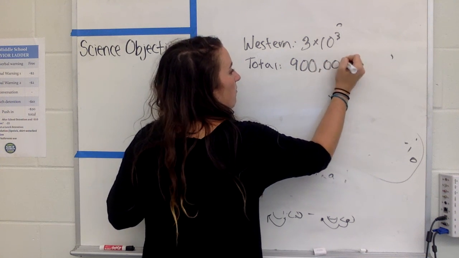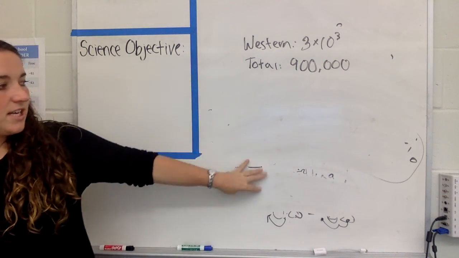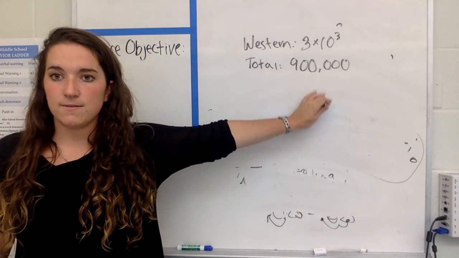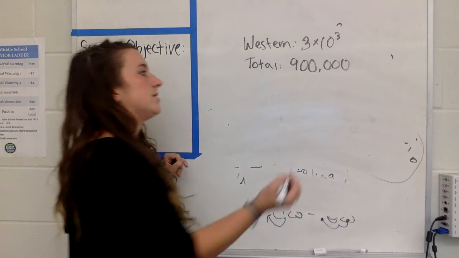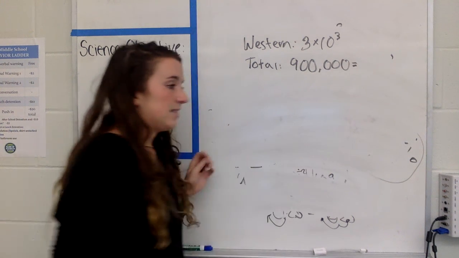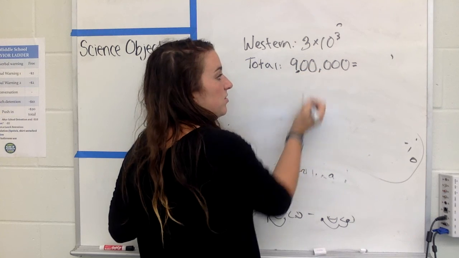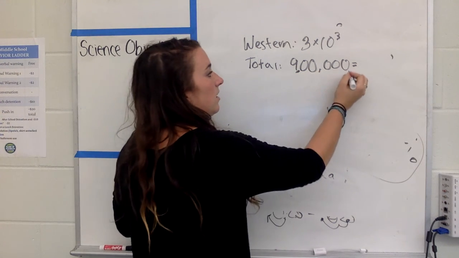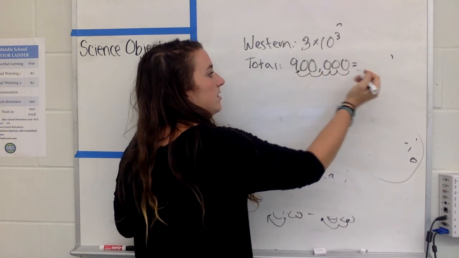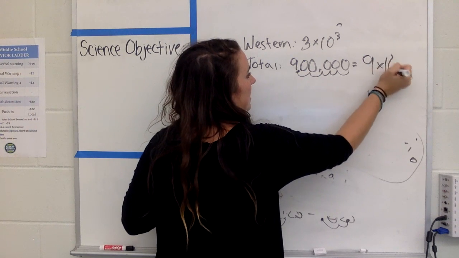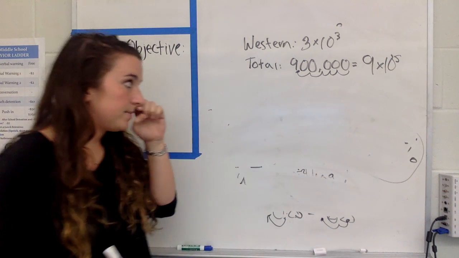All right, so first I have one number in scientific notation, one number that is not, so I need to convert my second number to scientific notation. Where does the decimal go? Right, between the 9 and the 0. How many times do I have to move it to get there? 1, 2, 3, 4, 5. So I'll have 9 times 10 to the 5th power.